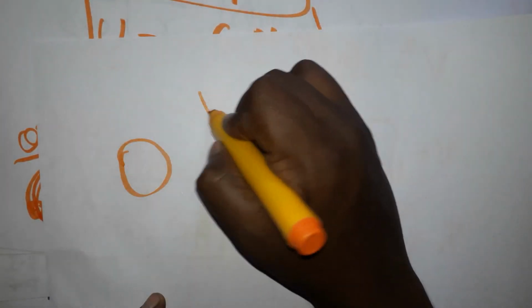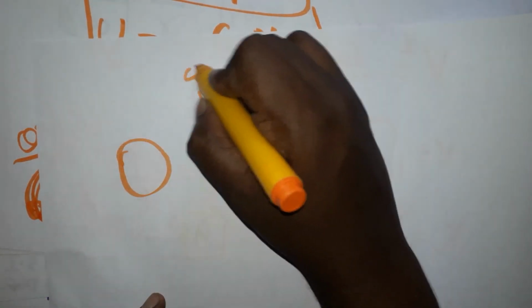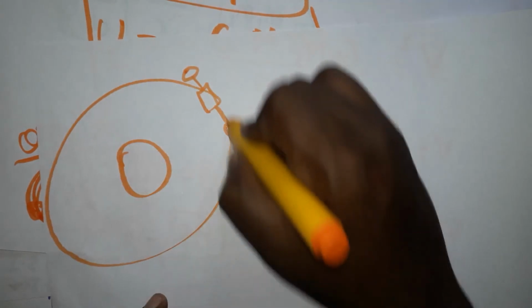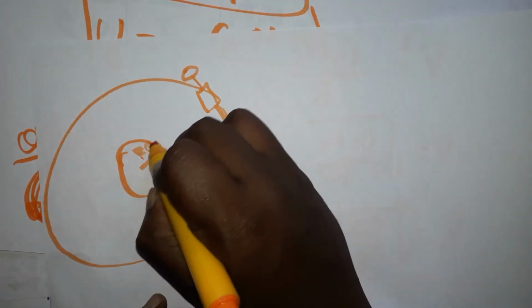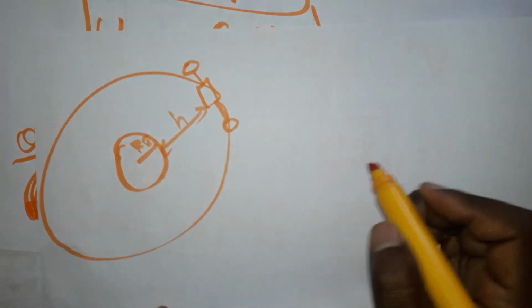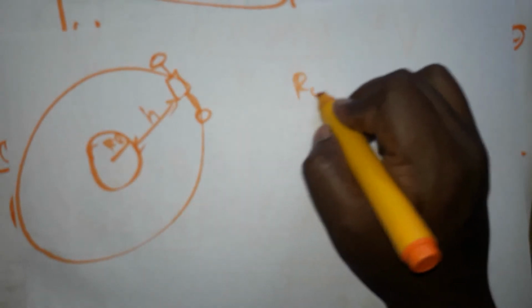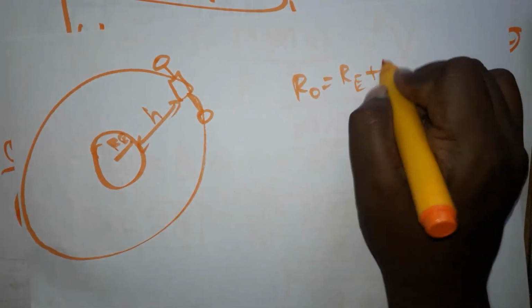Consider this is the earth, and I consider one satellite like this. The satellite's orbital radius will be like this: the radius of the earth plus the height of the satellite. So the total orbital radius is going to be the radius of the earth plus the height of the satellite.